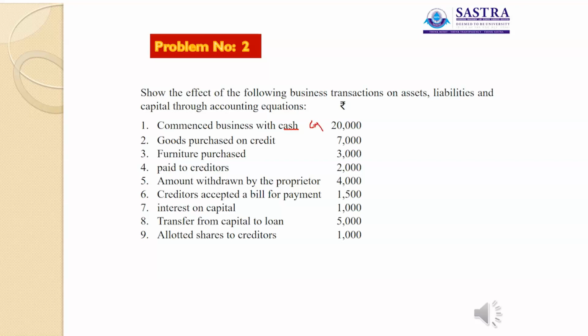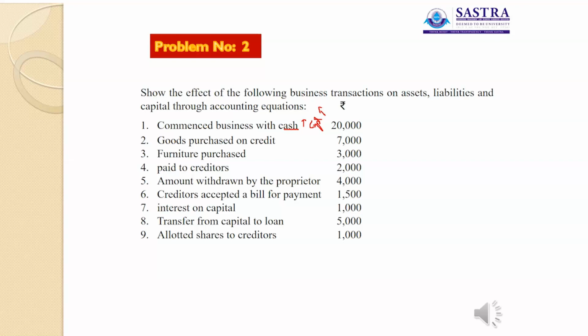So capital increases as well as cash also increases. So both are increased here. Commenced business with cash, so there are two accounts involved here: one is cash account and another one is capital account. Here asset also increased, liabilities also increased. If asset increases, it shows debit balances; liabilities increase shows credit balances. That is a favorable one.